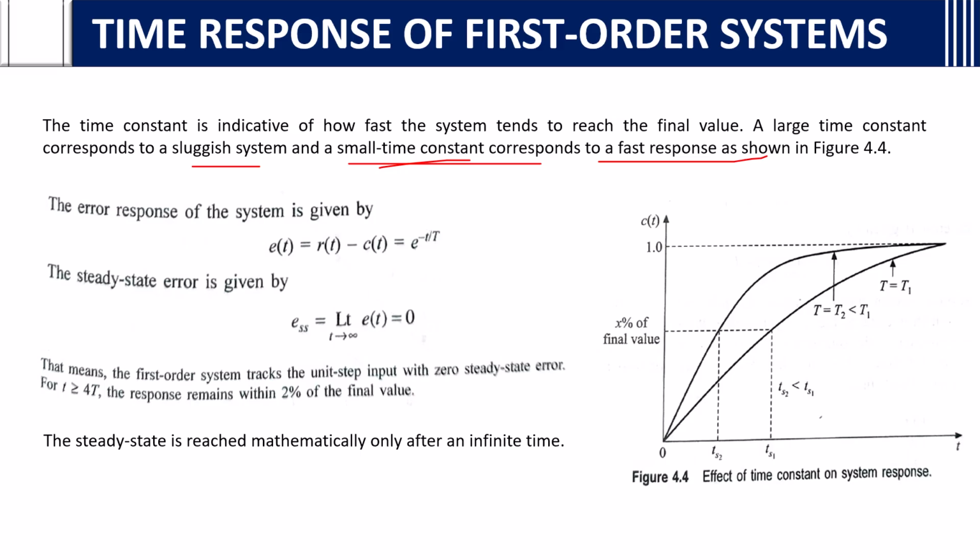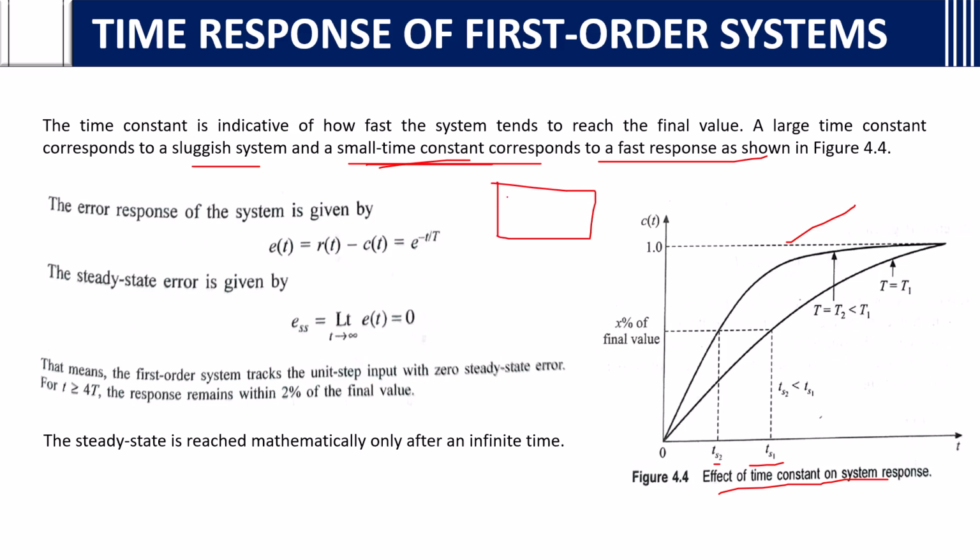As you can see from figure 4.4, the final value, the percent of final value, and TS2 and TS1. This is the curve showing the effect of time constant on a system response. If the time constant is small, it should be a fast response. If the time constant is large, then it is a very slow system. If you see from this graph, a small time constant gives a very fast response.